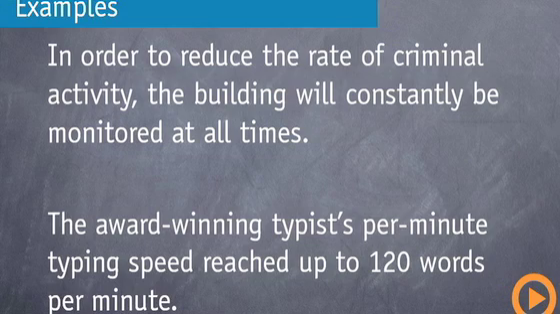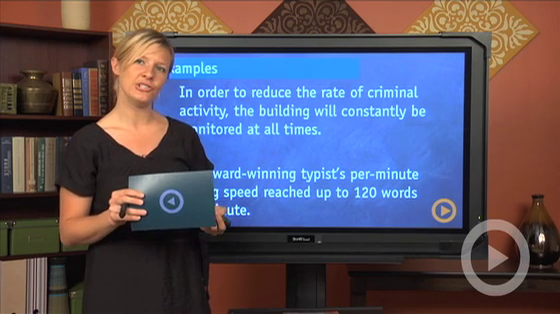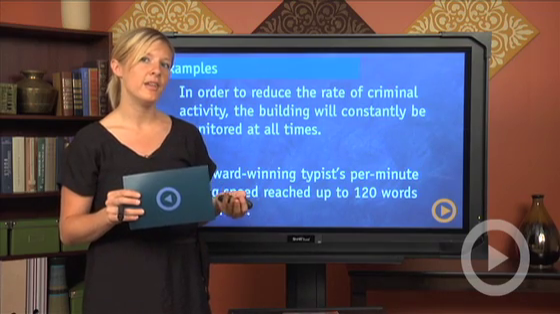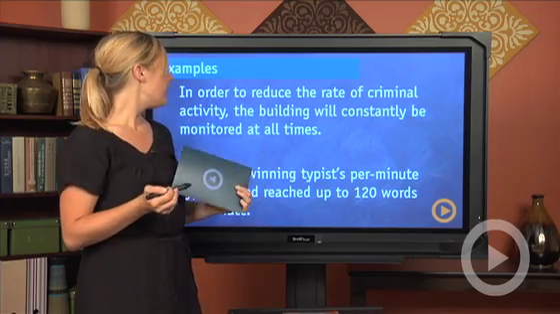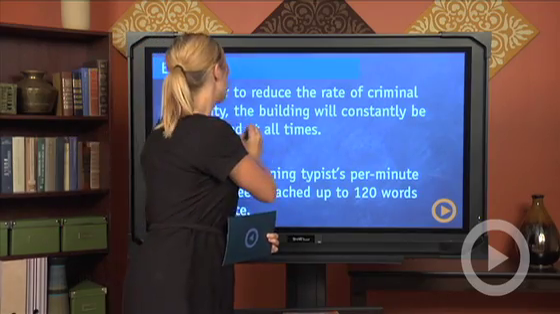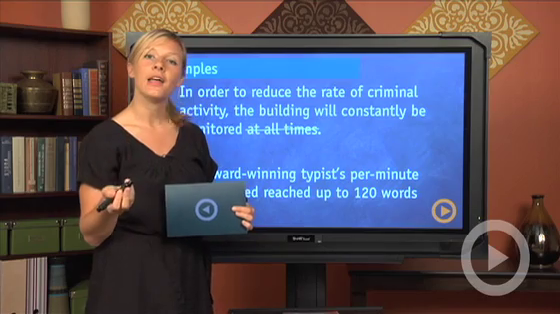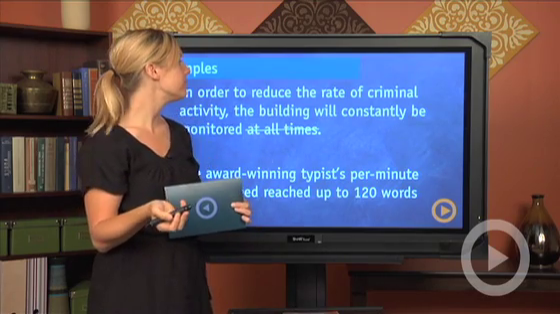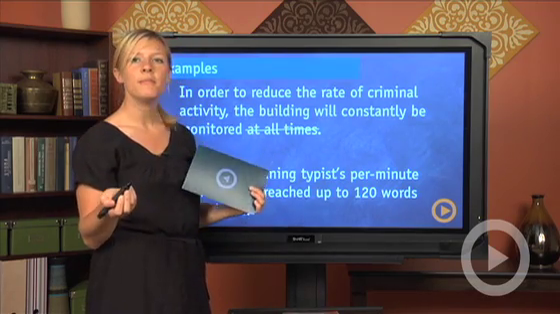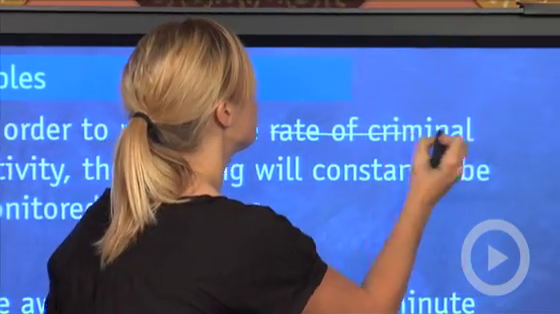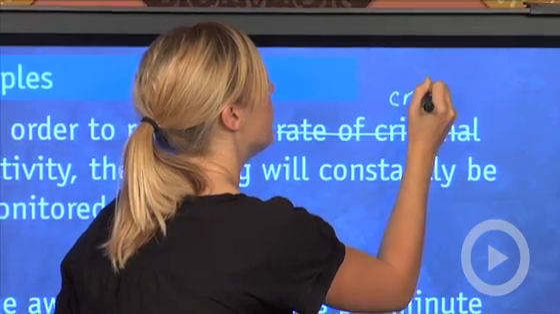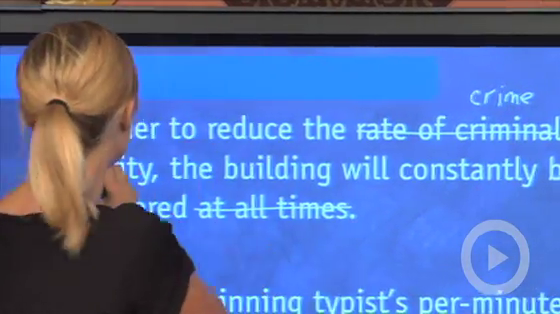In order to reduce the rate of criminal activity, the building will constantly be monitored at all times. Sounds okay, and technically it is, but there are a few things that you can do in order to make the sentence better. First, you can eliminate redundancy or wordiness. Let's see. Constantly means the same thing as at all times. If we eliminated the words at all times, the sentence would still mean the same. Also, crime means the same thing as rate of criminal activity. If you substituted the word crime for rate of criminal activity, the sentence would still be correct.